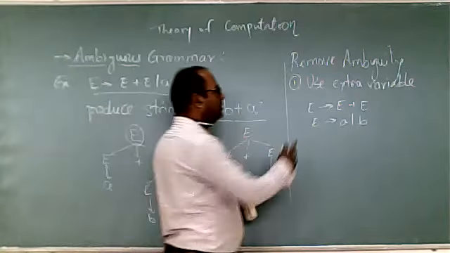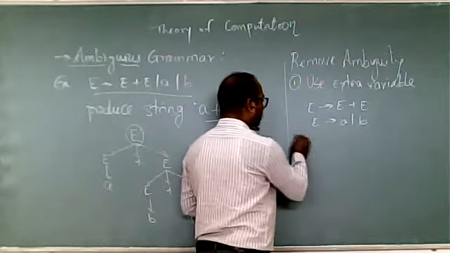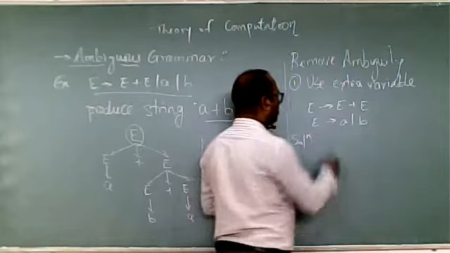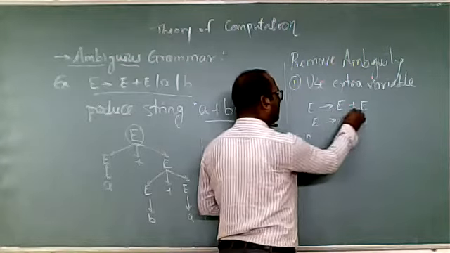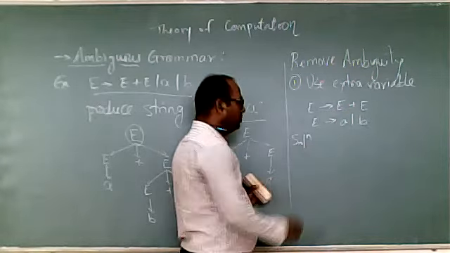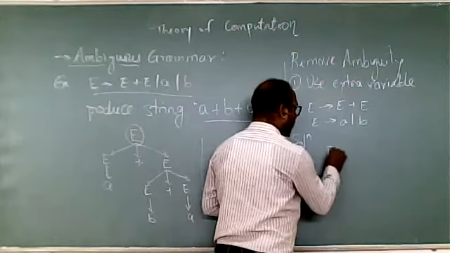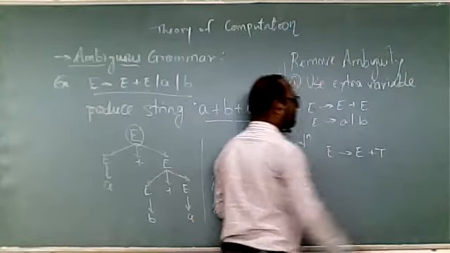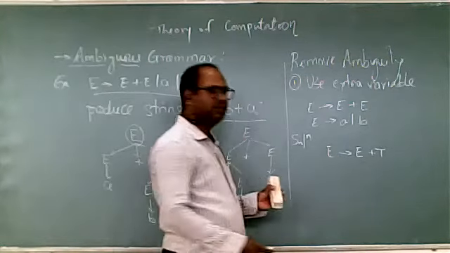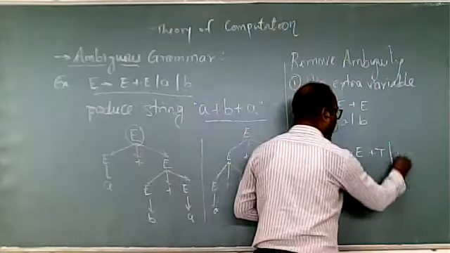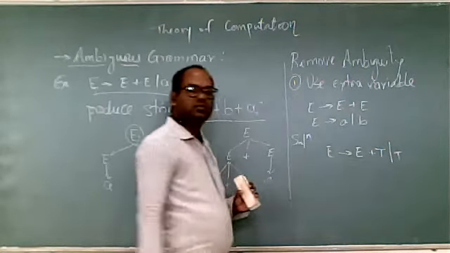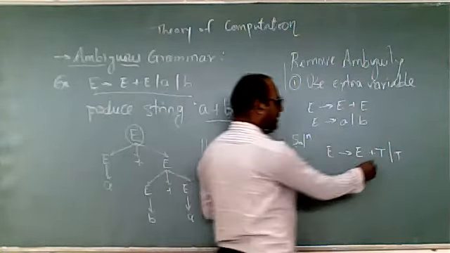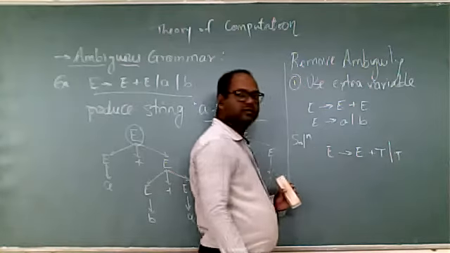Now I can use the extra variable. So how will I reduce it? E produces E plus E. What I will do is write E produces E plus one extra variable, which I am taking as T. So T is my another variable.